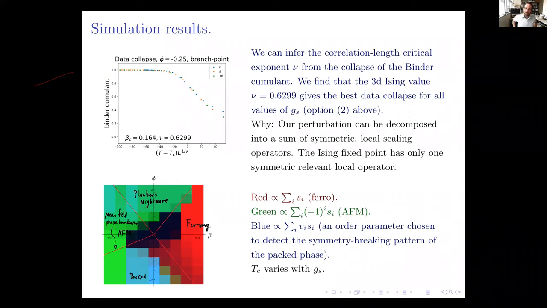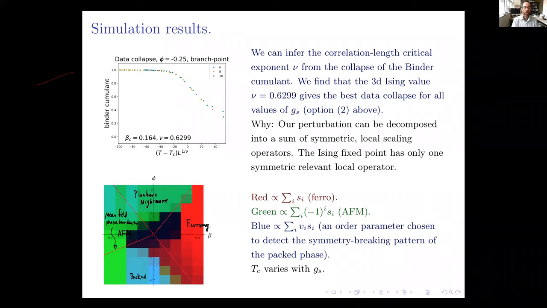And probably some of you anticipated why this is true, which is that the perturbation we're making of the Ising model is a Z2 even local operator. And so at the Ising fixed point, it can be decomposed into a sum of even scaling operators. And as you know better than most people, the Ising fixed point has only one symmetric relevant operator. And so this change that we're making will shift the TC because it couples to the energy operator, but its other effects are through irrelevant operators.